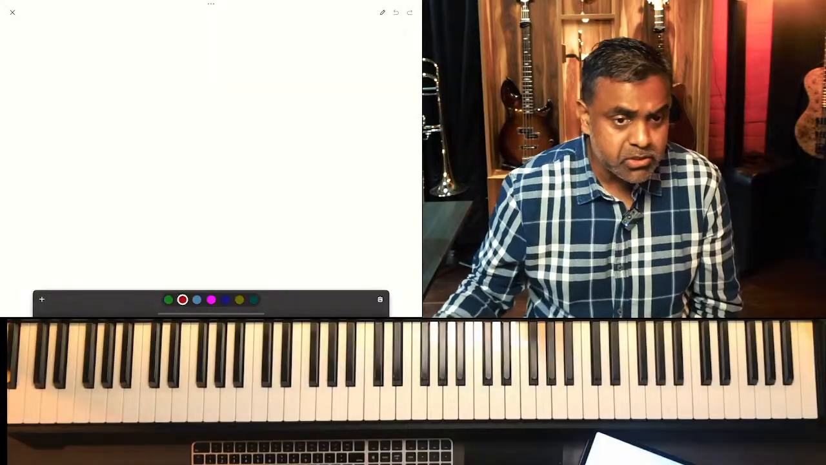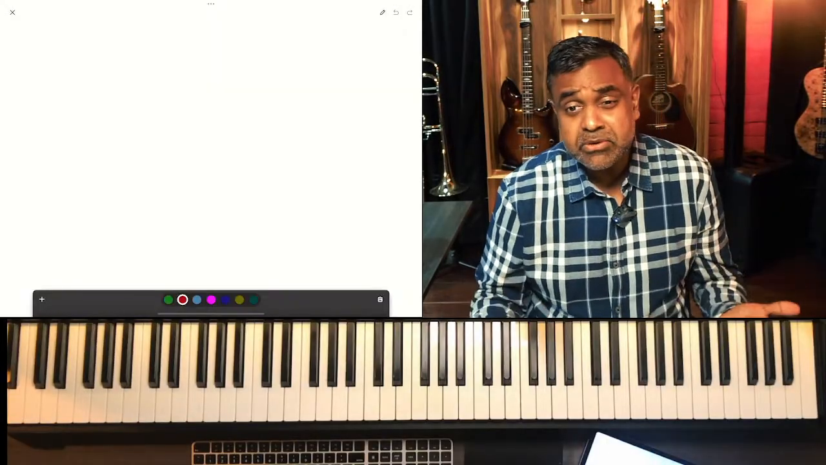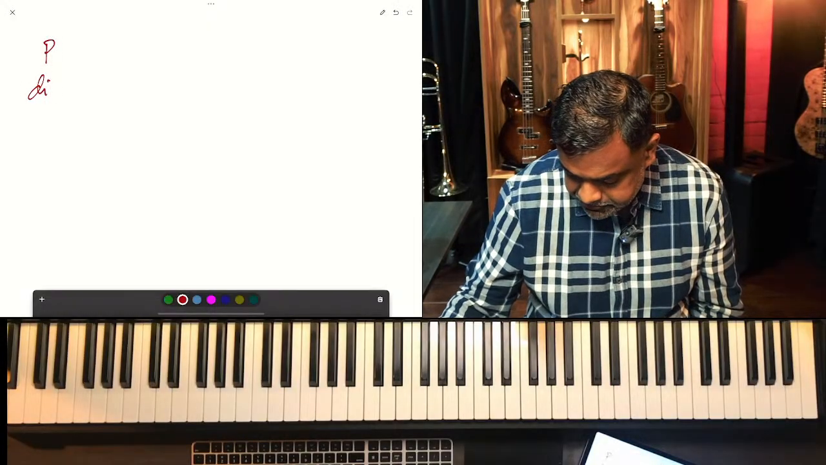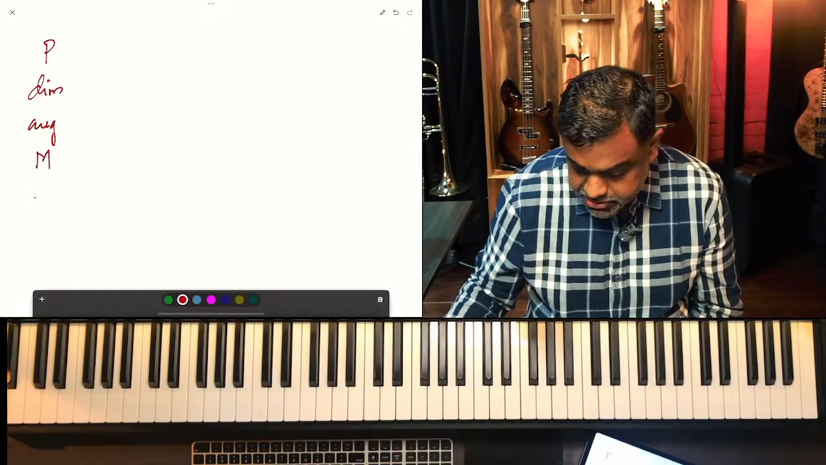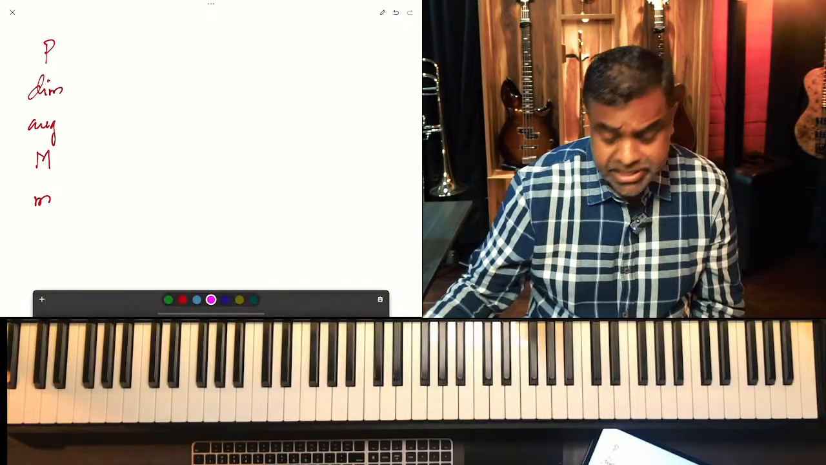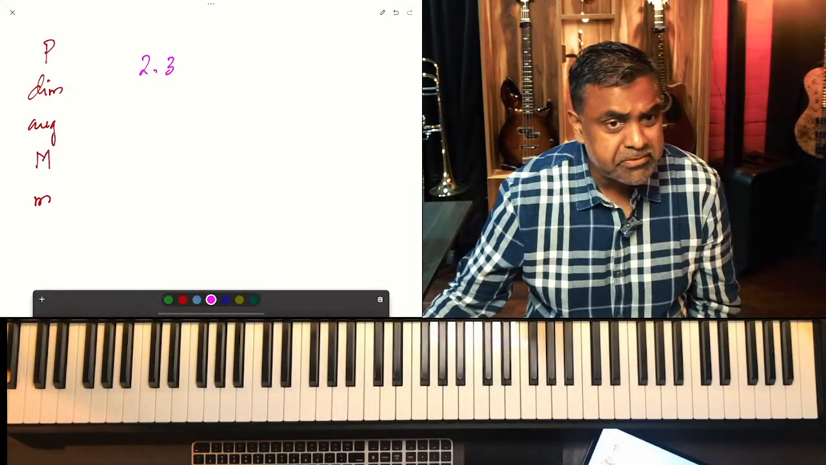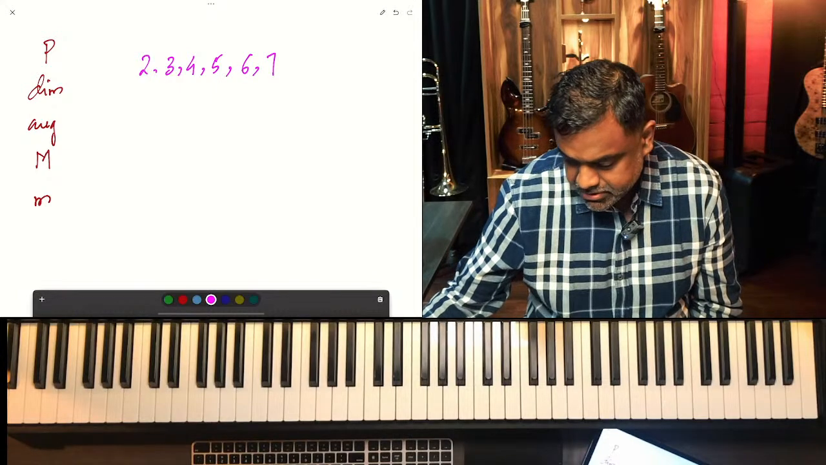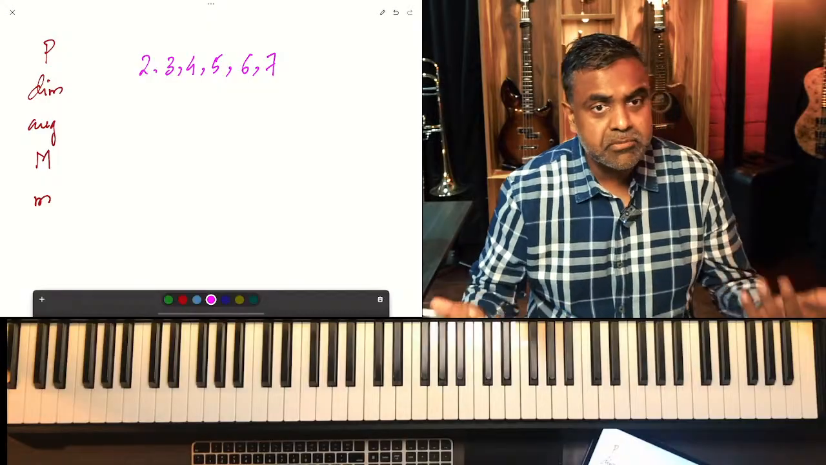So that's the goal. The first thing you need to know about these intervals is they have a name: perfect, diminished, augmented, major, capital M, minor, and then a number. The number could range from 2 to 7: 2, 3, 4, 5, 6, 7. So we say perfect something, diminished something, and so on.